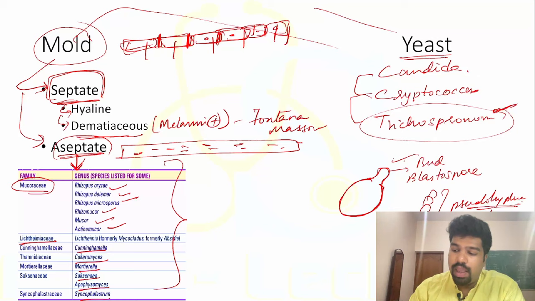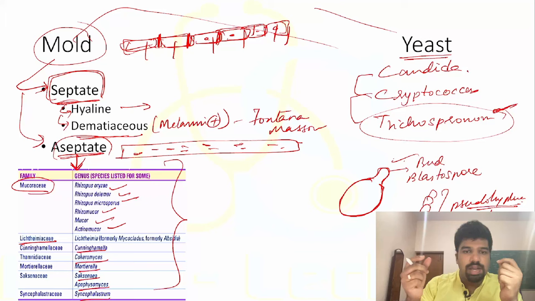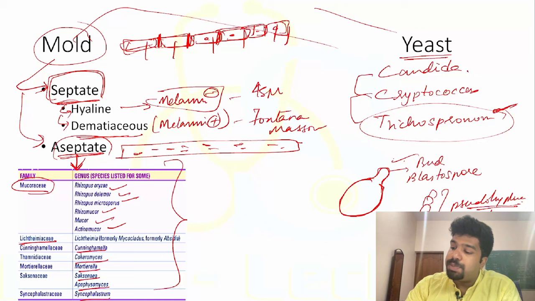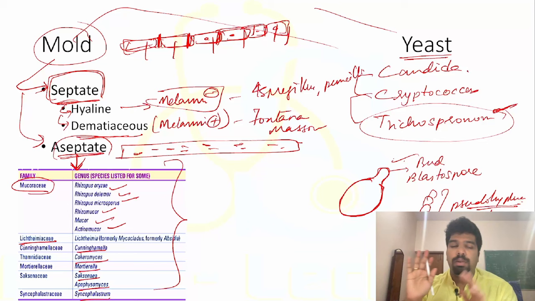On the other hand, you have hyaline fungi. You remember hyaline from nephrology casts? They're basically very clear and can be seen through. So hyaline fungi are melanin negative, and hence they're called hyaline. The most important ones you need to know are Aspergillus, Penicillium, etc. So just remember these.